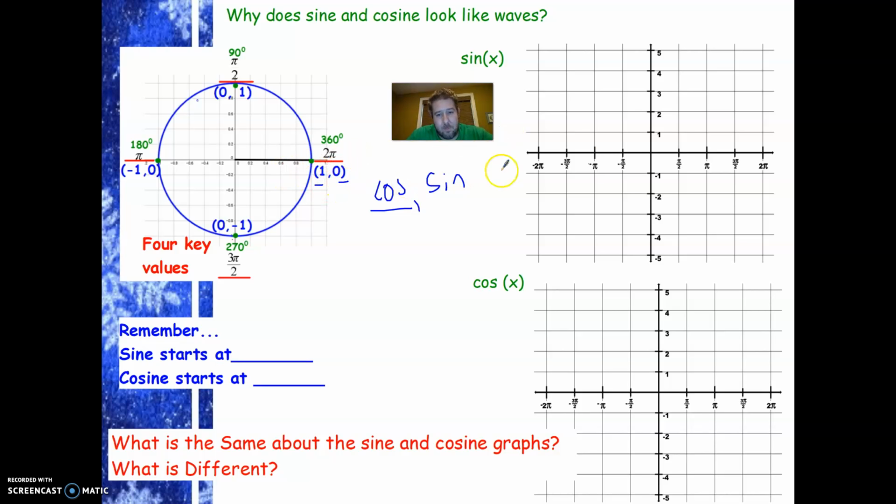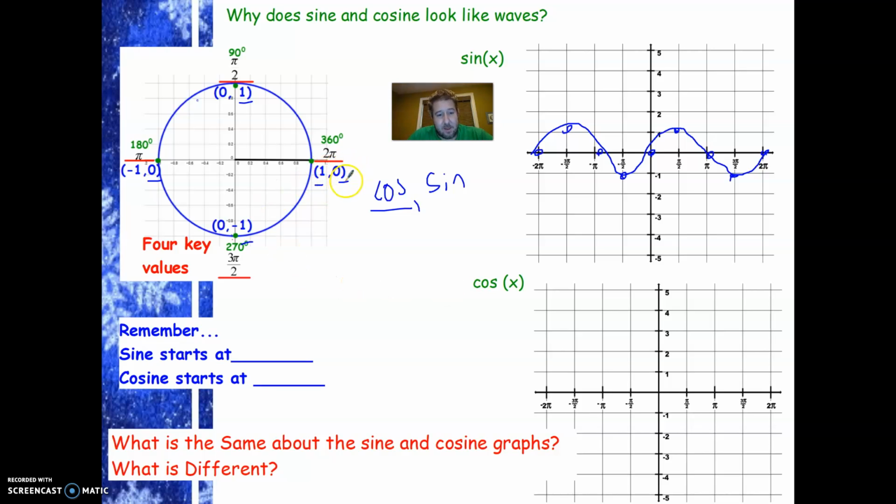All right, so I'm just going to plot for sine all the second digits: 0, 0, 1, 0, negative 1, 0, 1, 0, negative 1, back to 0. Do the same thing if I go in the opposite direction. So -1, 0, 1, 0. And it looks just like this, and it has that look to it like a wave.